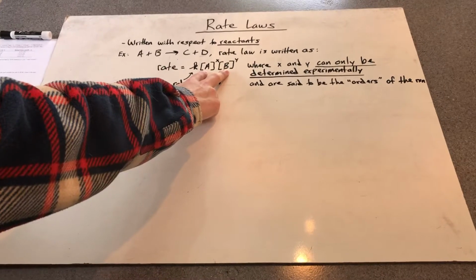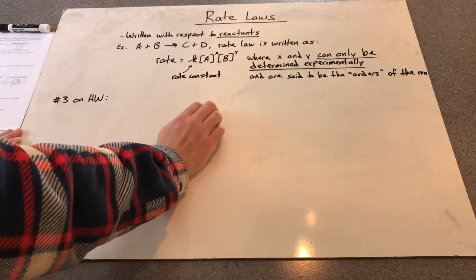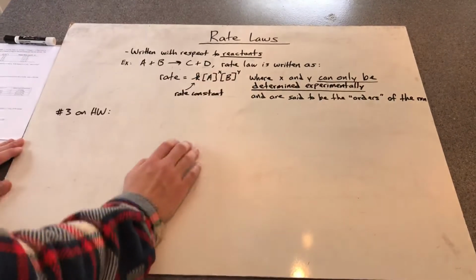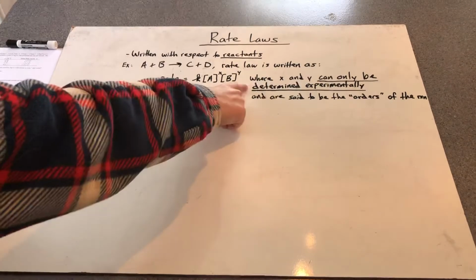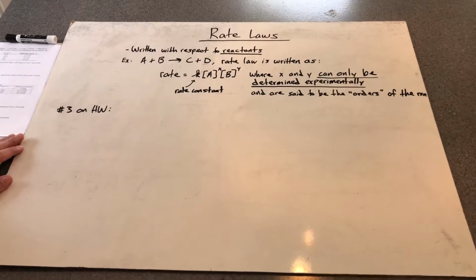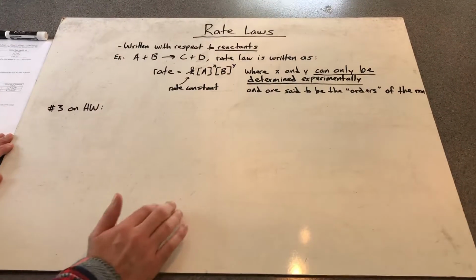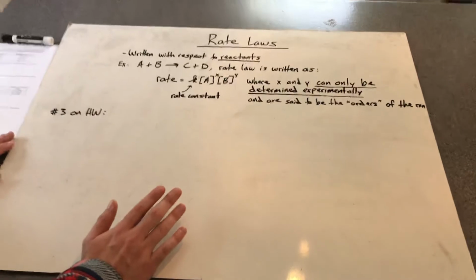A and B are in brackets, and brackets mean molarity or concentration, and then X and Y are the powers to which they are raised, and they are different. X and Y are not stoichiometrically based, so you can't base them on the stoichiometry of A and B over here. X and Y can only be determined experimentally and are said to be the orders of the reaction. Now, X and Y typically are going to be equal to 0 or 1 or 2 or 3. I haven't really seen anything higher than that before.